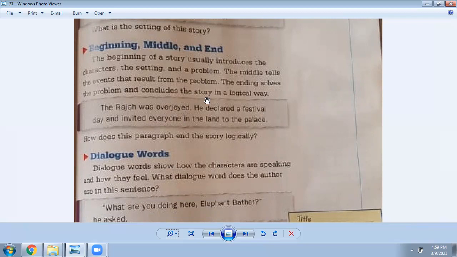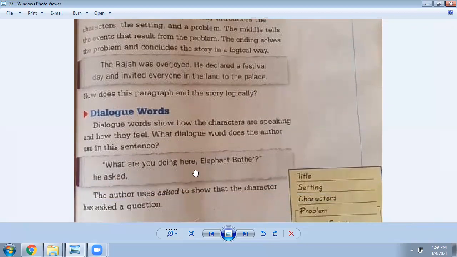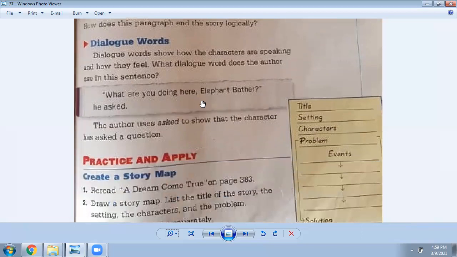The middle tells the events that happen because of the problem, and then the ending tells us how we solve our problem. Remember, dialogue is used to show how the characters think and feel, and it helps us to understand our characters, and to understand the way they think and feel helps us to feel like we're part of the story. Okay, so that's it for story writing. Let's go now to the workbook page.